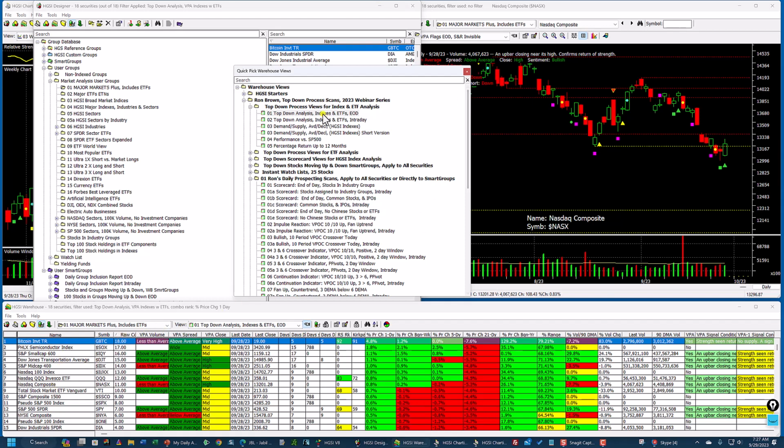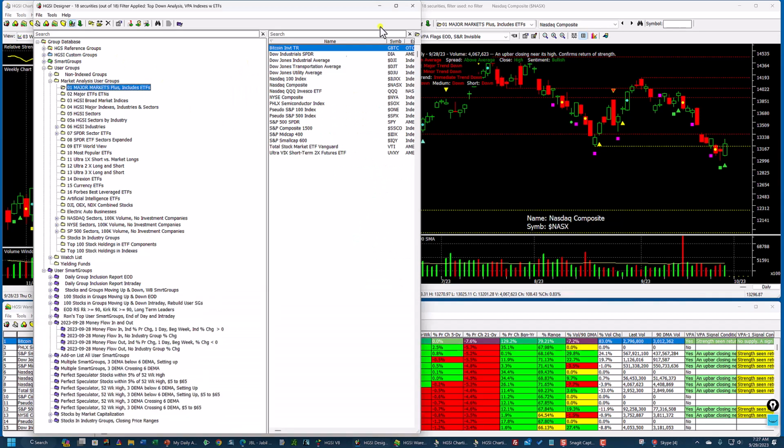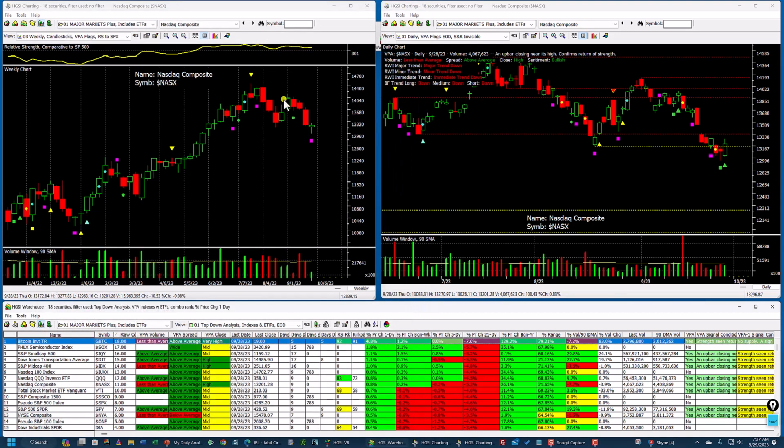on the screen. I'm in my files and I'm in view number 1, and I'm in the Major Markets Plus folder and my market analysis user groups. And I put up two black charts here, a daily chart and a weekly chart. And I wanted to do this just because I'm looking for confirmation. We're here at the last trading day of September. It's the last day of the quarter and so on.